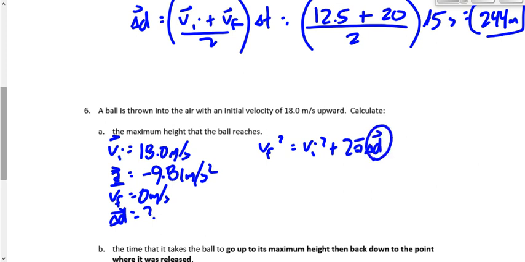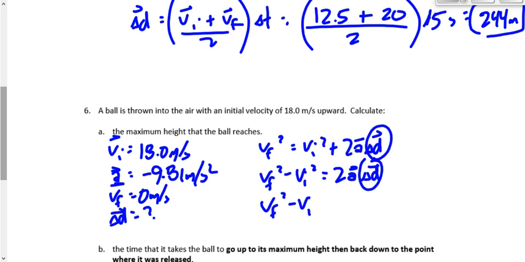What do I got to get rid of first here? The vi squared or the 2a? What's not attached? McKenna, what's not attached to the delta d here? Vi or 2a? So we're going to take that over by subtracting, and we're going to say vf squared minus vi squared equals 2 times a times d. And then we got to do what? Get rid of the 2a. It's multiplied by d, so we get rid of it by? Right. So let's say vf squared minus vi squared over 2a equals delta d.